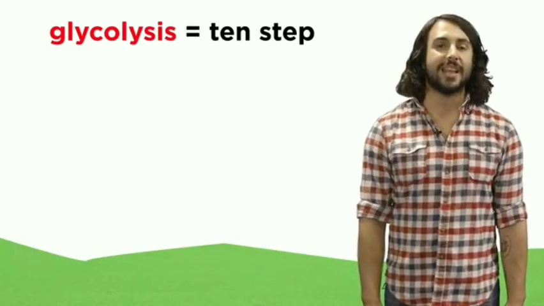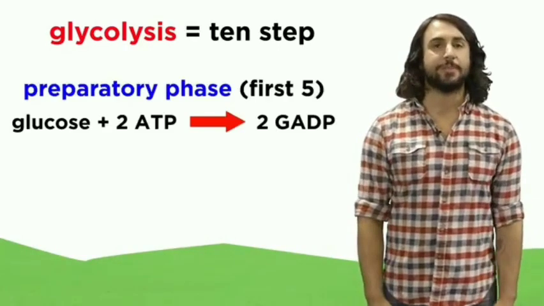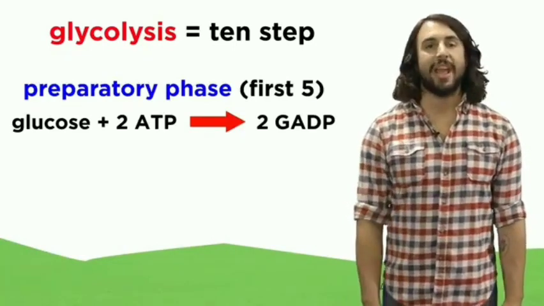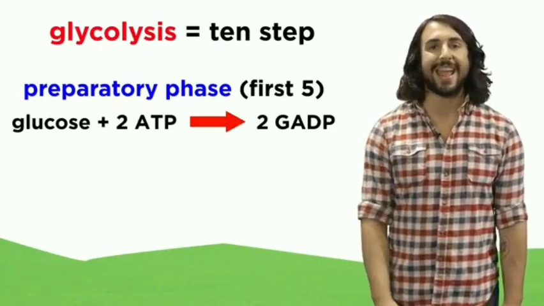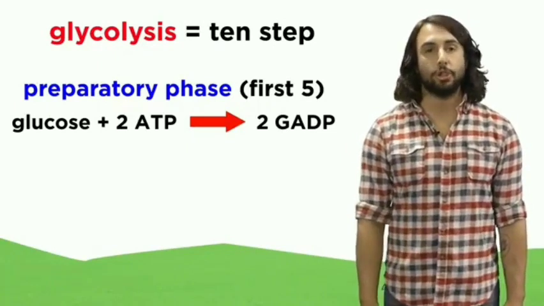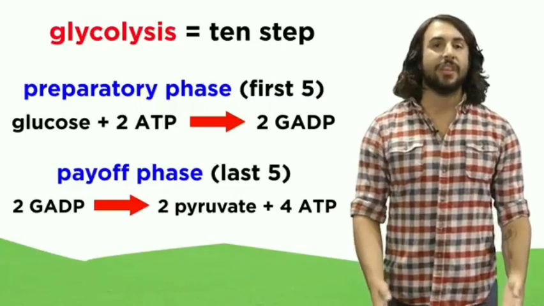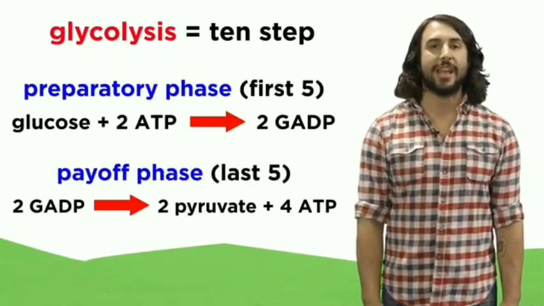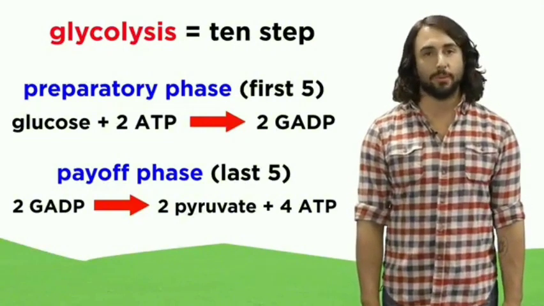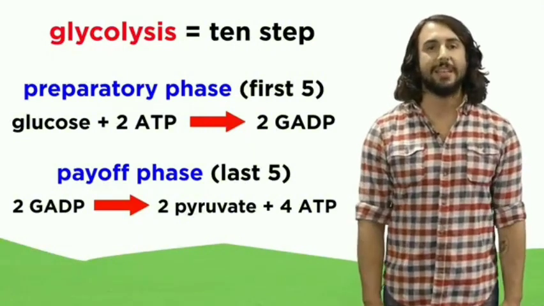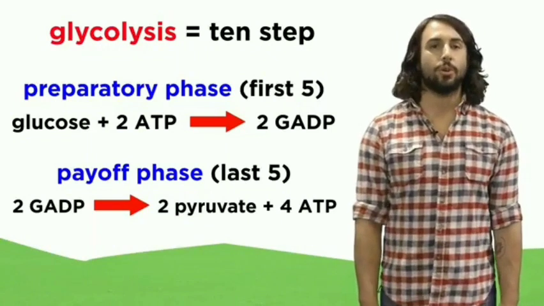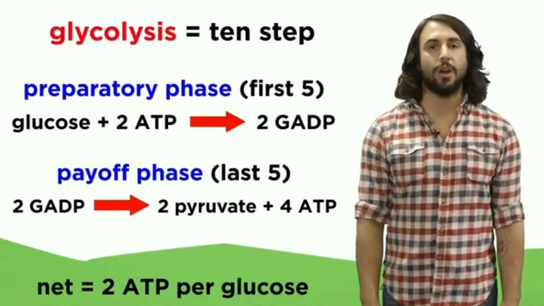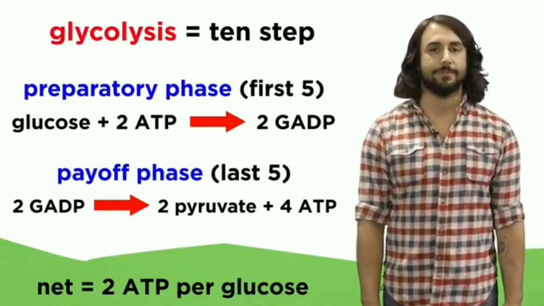So altogether, it's a 10-step process. The first 5 steps comprise the preparatory phase, which take 1 molecule of glucose and produce 2 molecules of GADP. This will cost 2 ATP. Then, the other 5 steps make up the payoff phase, in which each molecule of GADP will be converted into pyruvate, producing 2 ATP each in the process, for a total of 4, meaning the net energy production from 1 molecule of glucose is 2 ATP.